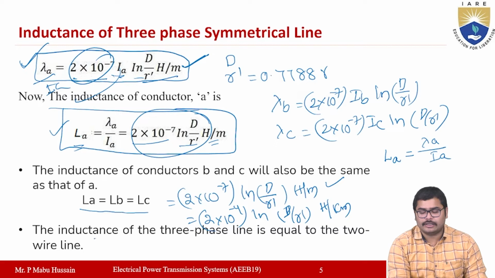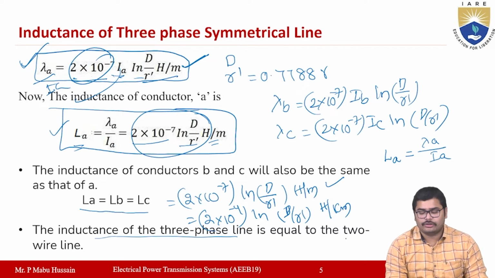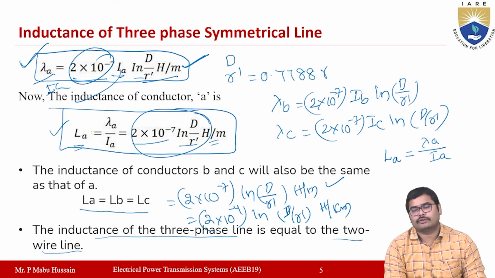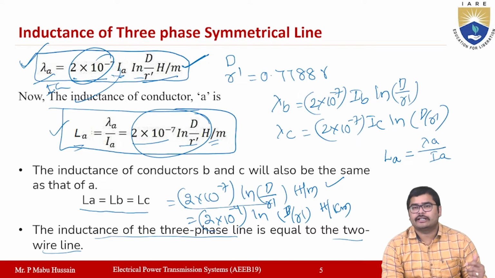And this inductance of a 3-phase symmetrical line will be the same as the inductance of a 2-wire line. If you observe the 2-wire line also, for each conductor the value of inductance will be the same. So whether it is a single-phase 2-wire line or a 3-phase symmetrical line, in both cases the inductance of each conductor will be the same. That value is 2 into 10 power minus 7 ln d by r dash, henries per meter.